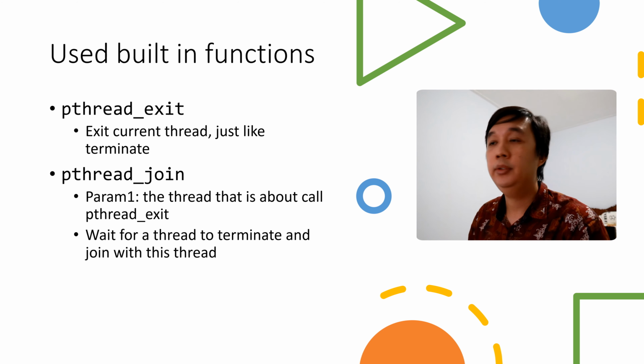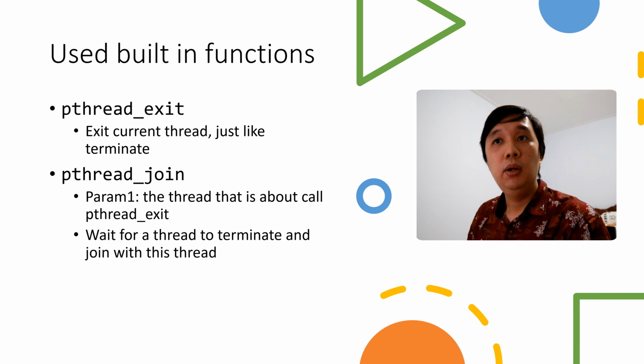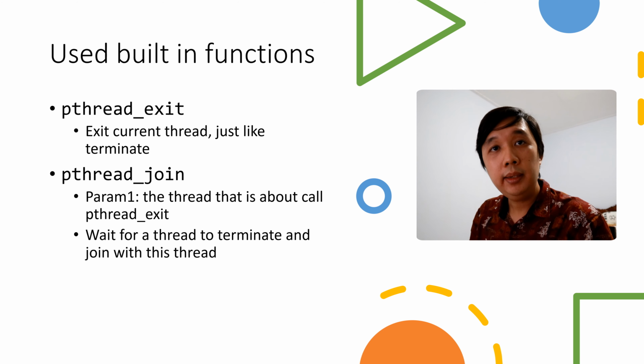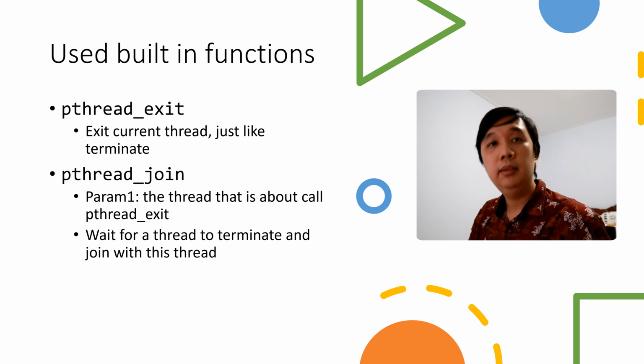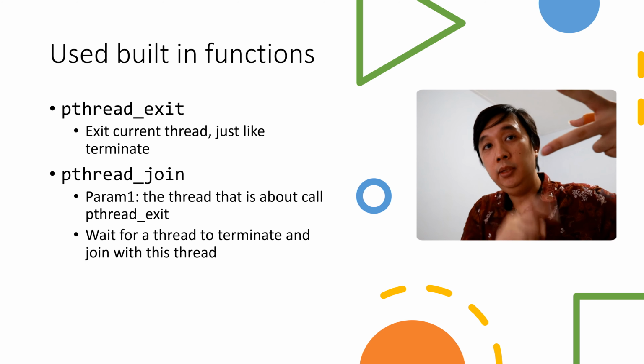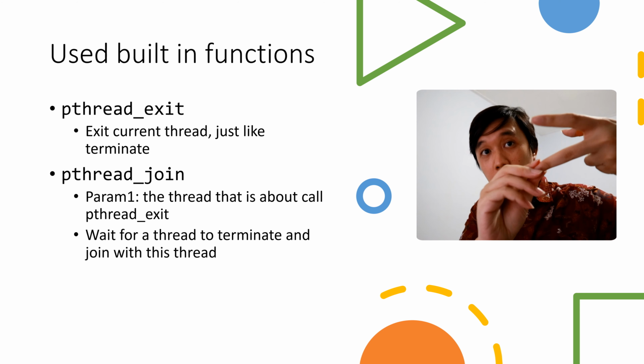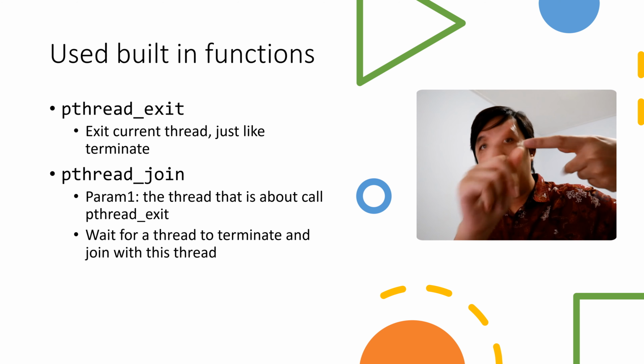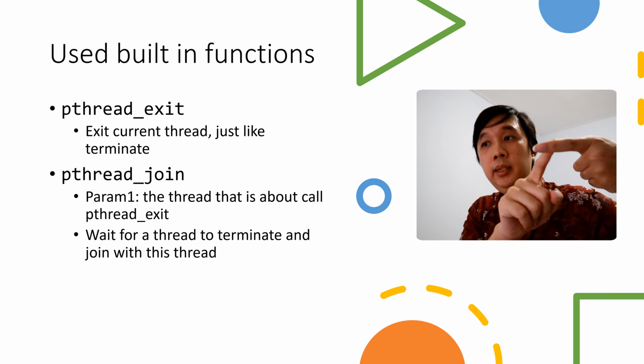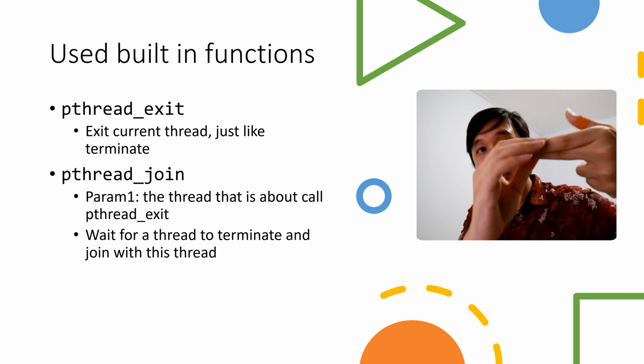And then you have pthread exit. This will exit the current thread, just like terminate. However, there is one thing that is different: the exiting thread must be caught by the main process or the parent thread. For example, you have a thread like this, split into two. This one terminates and this one must catch that using pthread join, so the thread will join again.